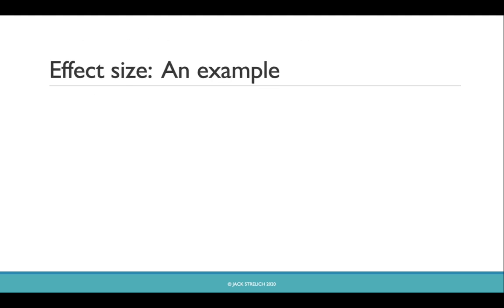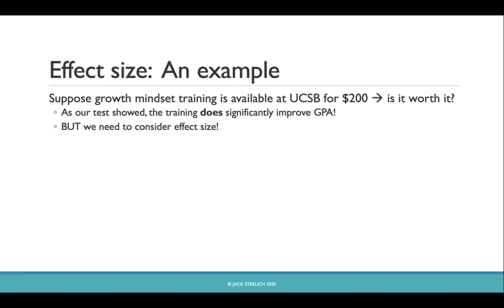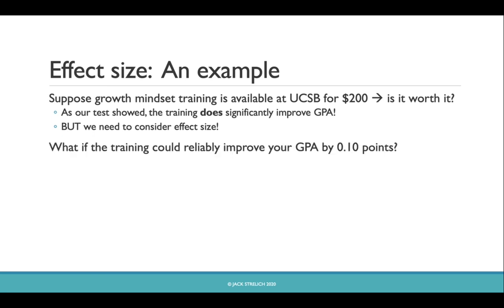Let's talk through an example. Suppose growth mindset training is available at UCSB for $200. Is it worth it? As our test showed, the training does significantly improve GPA, but we need to consider effect size. How much does it improve GPA?